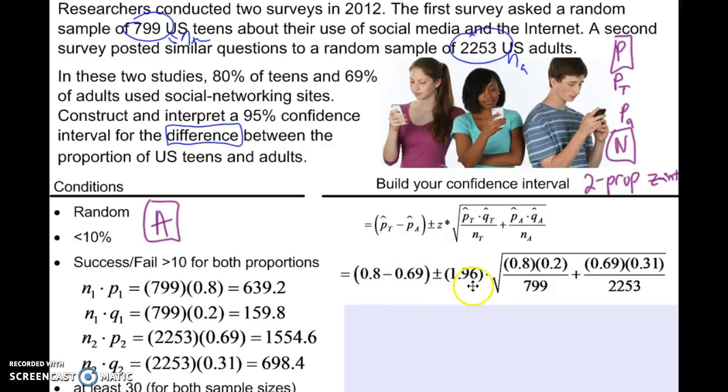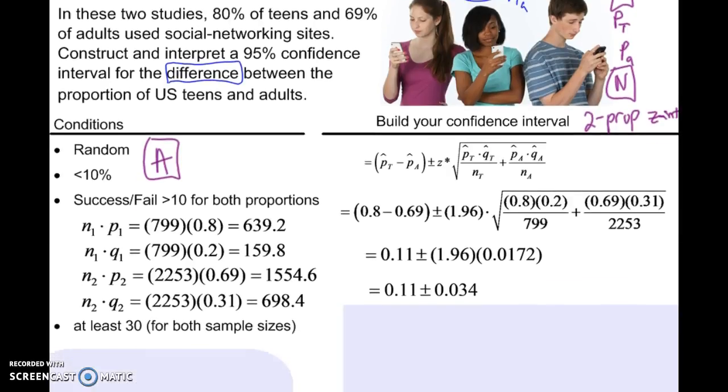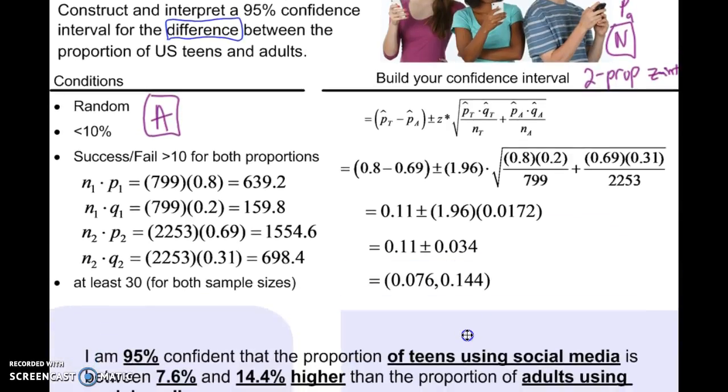Z critical value for 95% is 1.96. Again, we're using p hat, q hat, p hat, q hat, but this one's for teens and this one's for adults, so different n values for each of them. We simplify that in our calculator, and multiply that out. This is our point estimator plus or minus our margin of error right there. And so we get our final results.